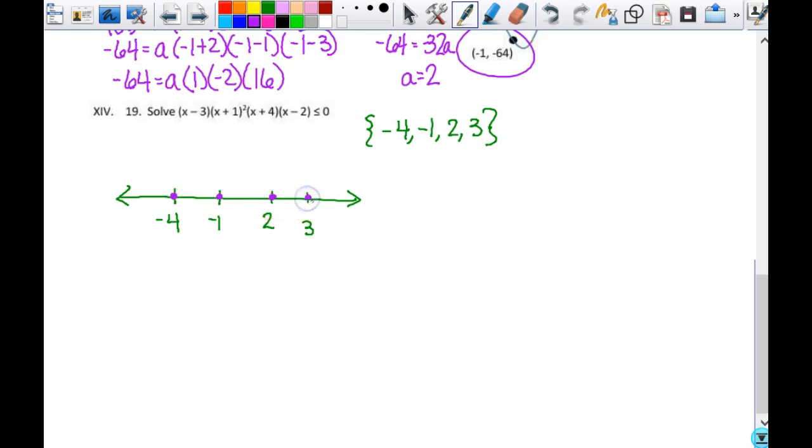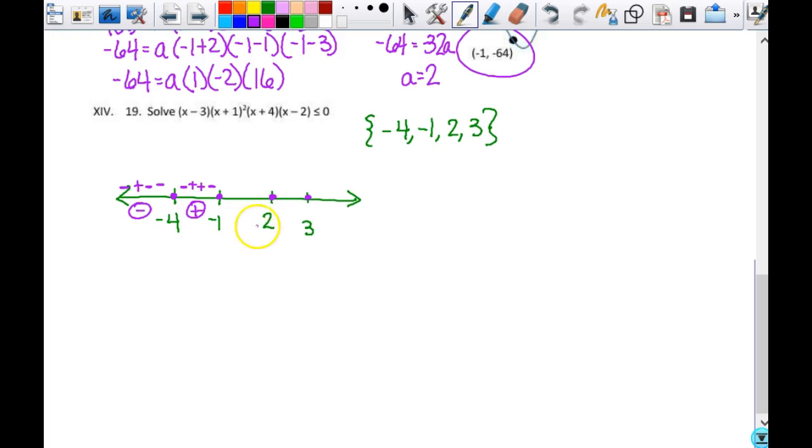So I want to see what is happening here. If I plug in a -5 here, that means that -5 minus 3 is still negative. -5 is going to be squared, so it doesn't matter, it's positive. -5 plus 4 is negative. -5 minus 2 is negative. Okay, so that means altogether that is negative. If I plug in a -2, -2 minus 3 is going to be negative. I'm going to square it, so it will always be positive. -2 plus 4 will be positive. -2 minus 2 is negative. So that right there gives me overall positive.